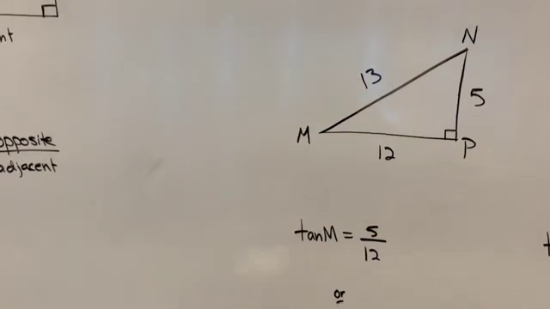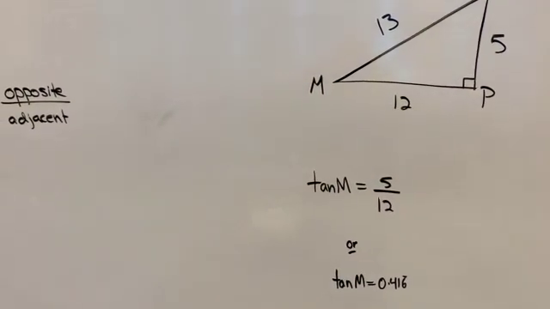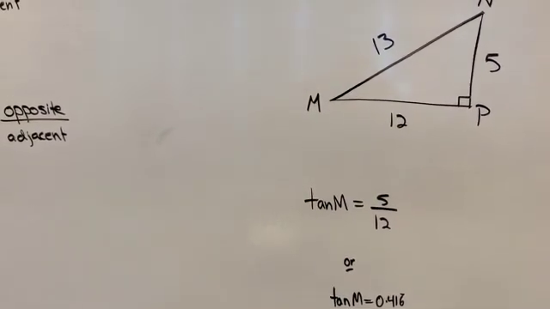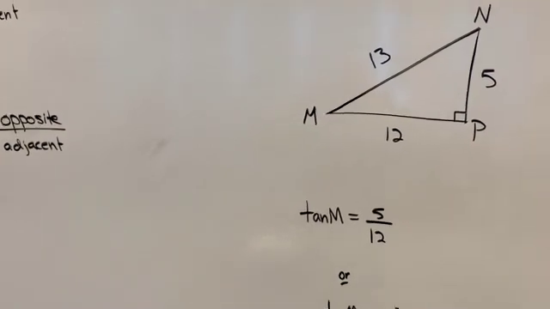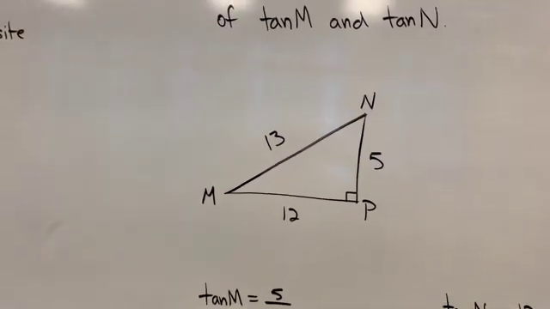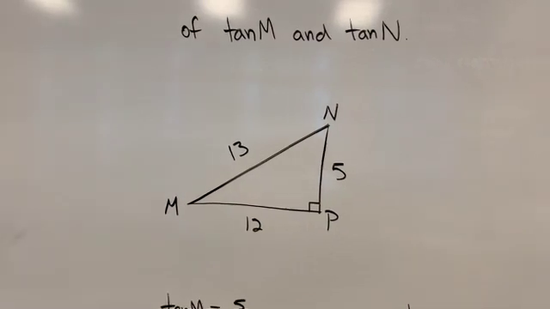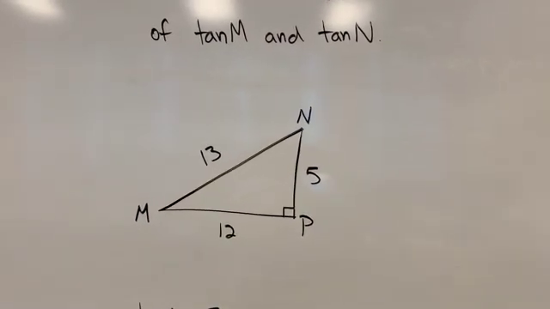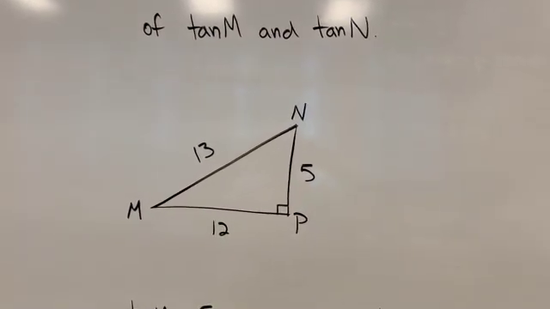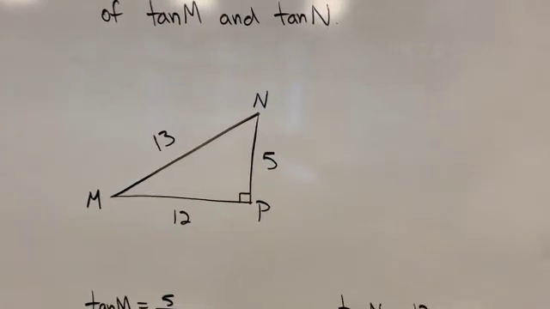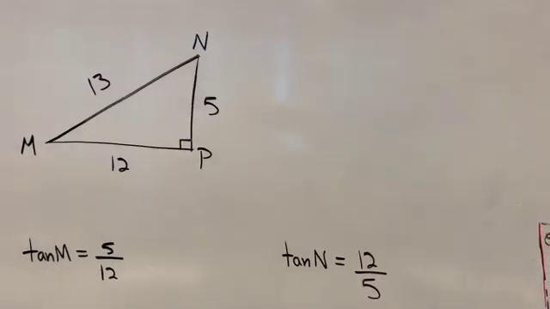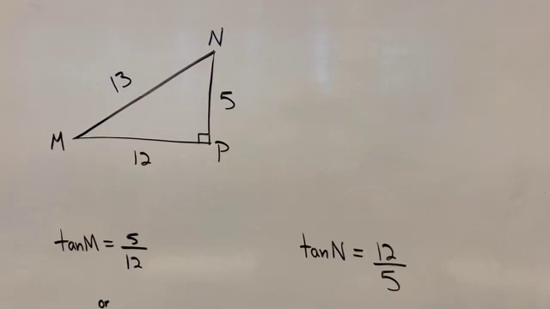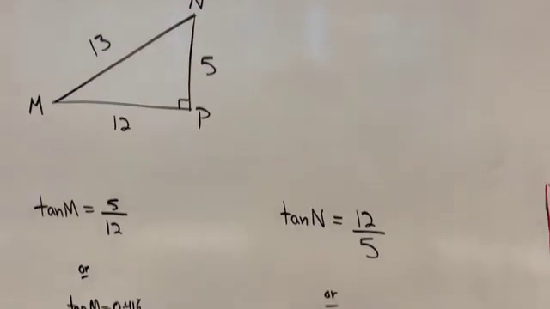You could give it as a decimal, but it's 0.4166666, so I'd probably just leave it as tan m equals 5 over 12. For n, notice the sides end up being rearranged as far as talking about angle n. The opposite now becomes 12 and the adjacent becomes 5. And so for angle n, the answer is the reciprocal. It's actually 12 over 5. And again, the decimal would be fine.